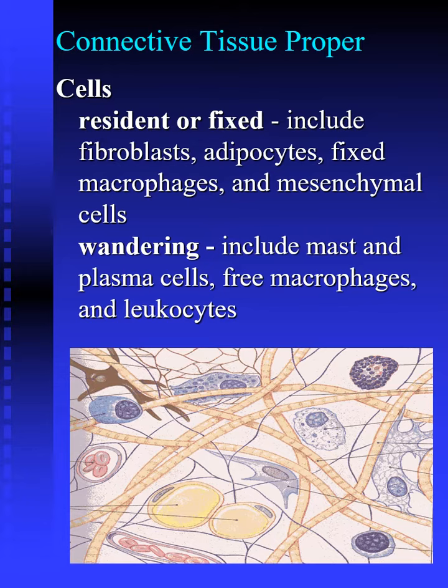Wandering cells, on the other hand, move through the connective tissue and are mobile, and their involvement is to protect with the immune response. And so they repair damaged extracellular matrix. And so the number of wandering cells at any given moment will vary based on what is needed at a local area. Resident cells include fibroblasts, adipocytes, fixed macrophages, and mesenchymal cells.